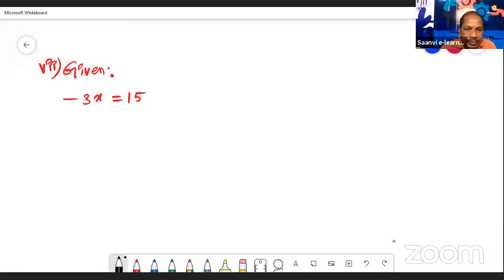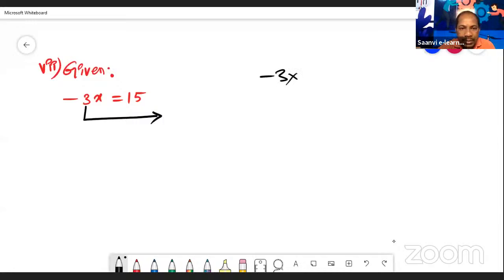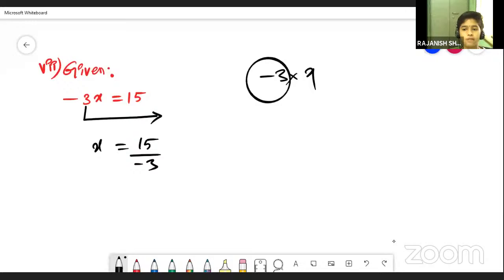Here minus 3x is given. So what is the relation between minus 3 and x? Minus 3x means minus 3 into x. It means minus 3 is multiplying here, isn't it? So when this minus 3 is sent to this side, it will divide. You understand? Minus 3 is multiplying here, and when we send it this side, it will divide.